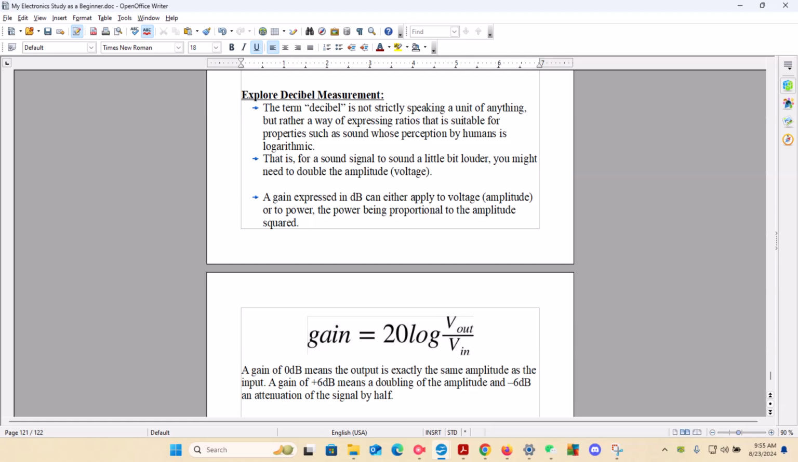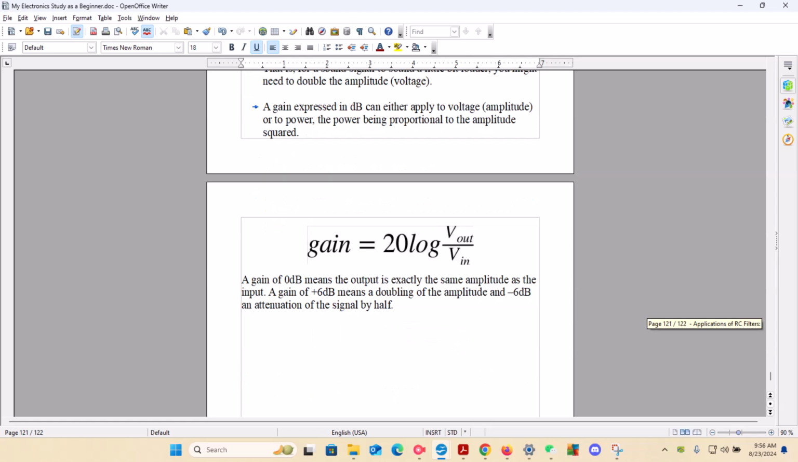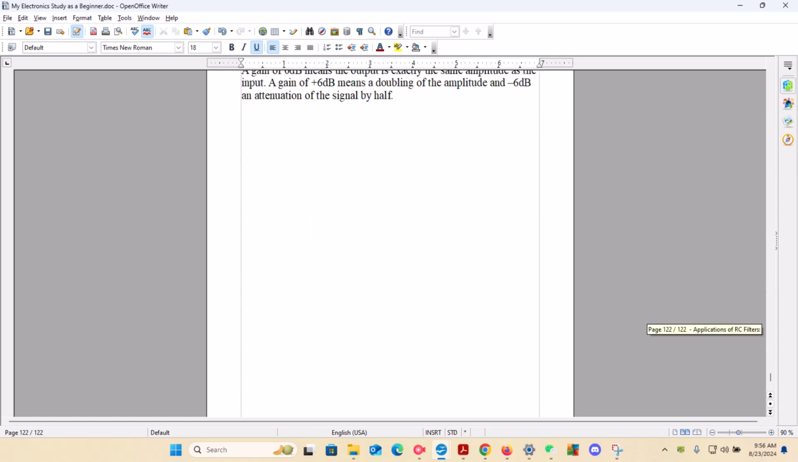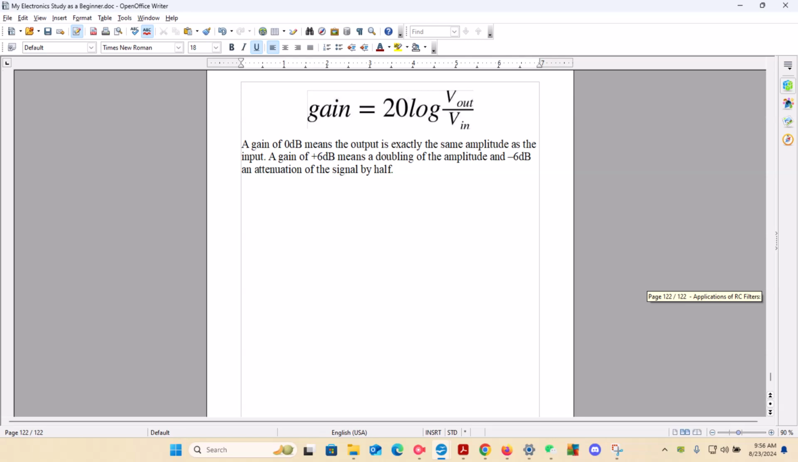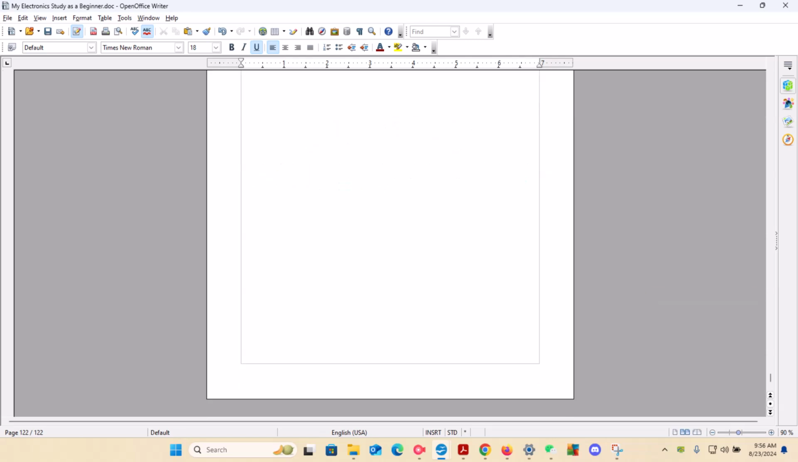Now a gain of 6 decibels means doubling the amplitude, and minus 6 decibels is an attenuation, which is a reduction in the signal. That's literally what attenuation is. It's a reduction of the signal. So it's kind of being redundant here, but anyway, it's an attenuation of the signal by half. Okay, that's what attenuation does. And that will do it for our lesson.